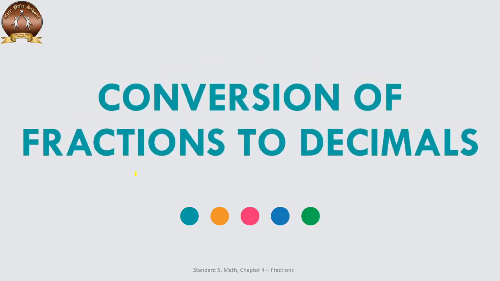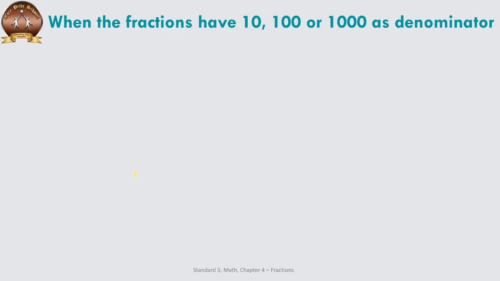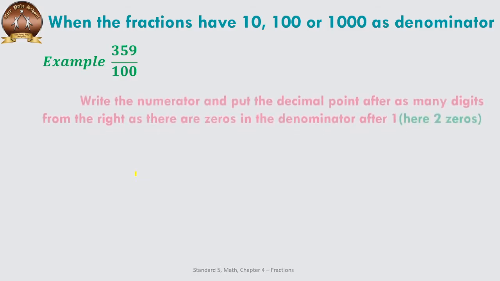Now we will learn how to convert fractions to decimals. When the fractions have 10, 100 or 1000 as the denominator, then we have a few steps that we have to follow. 359 upon 100 is the example taken here.